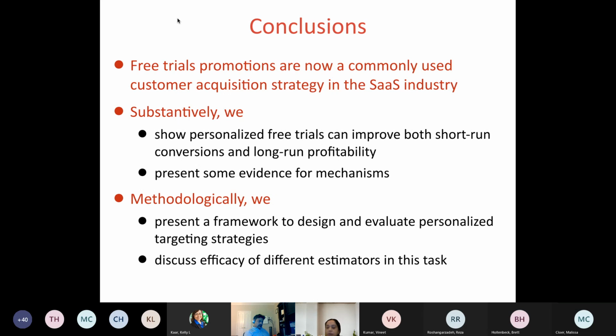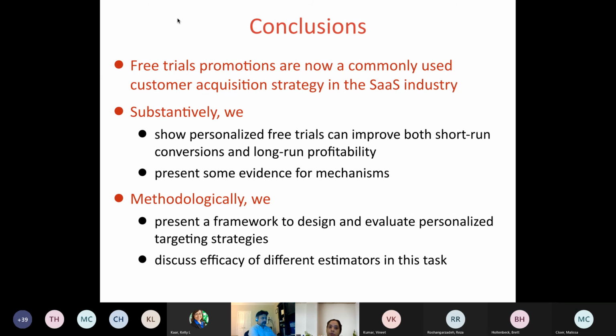Okay, so I think I'm pretty much out of time. To quickly conclude, the goal today was to think about how we would optimally design free trial promotions for SaaS products especially. This is important because it is one of the main ways in which this industry acquires customers now. It's one of their key customer acquisition strategies.